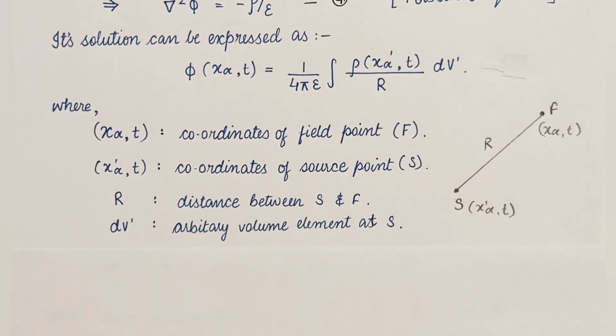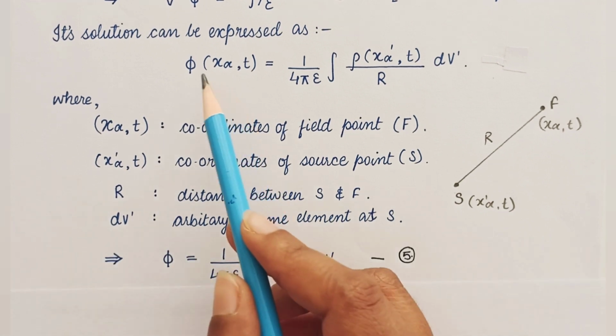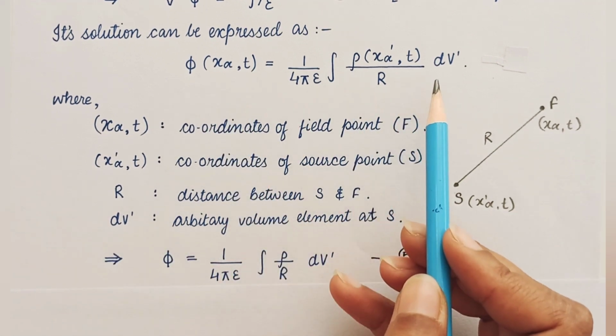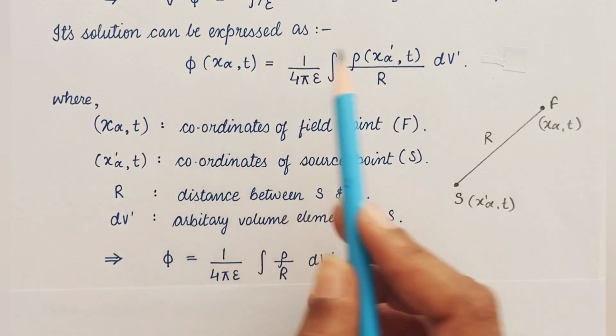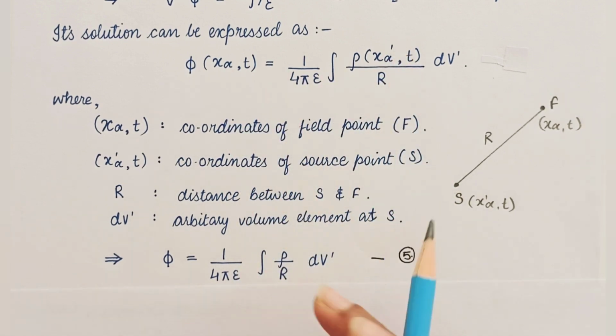Now just writing this equation in a simpler form, we removed the coordinates and wrote this equation like this, that is phi is equal to 1 upon 4 pi epsilon integration rho upon r dv dash, and mark it as fifth equation.